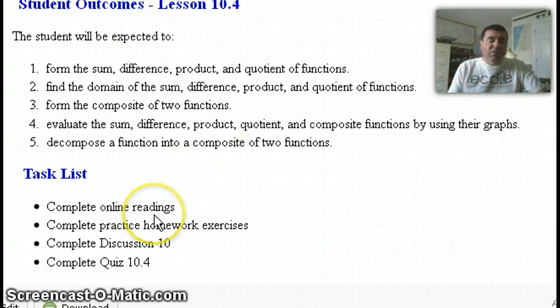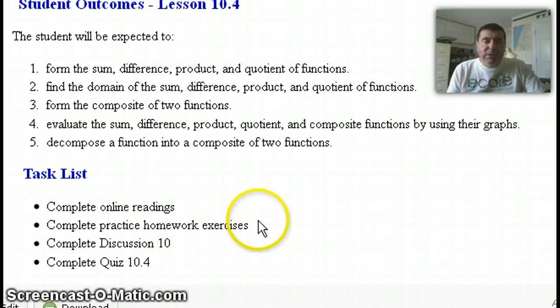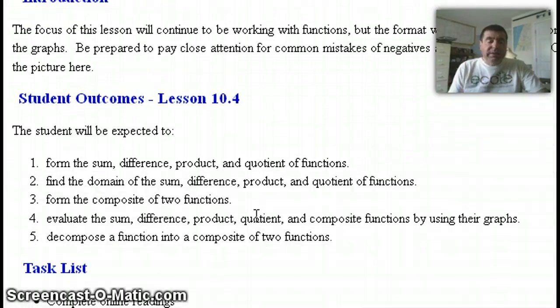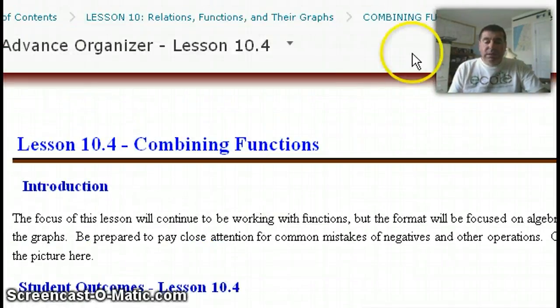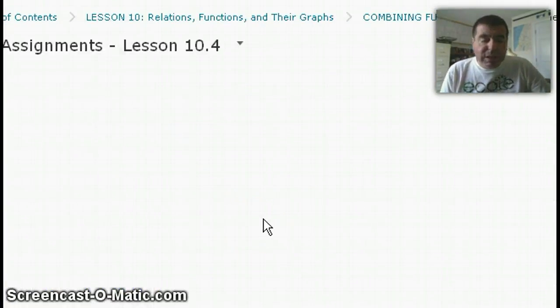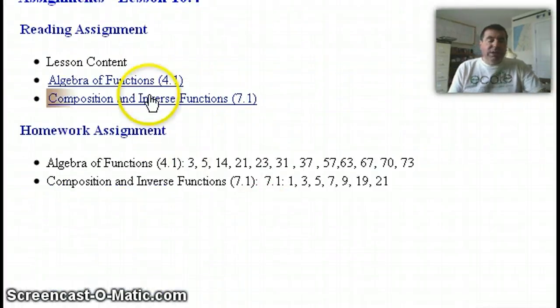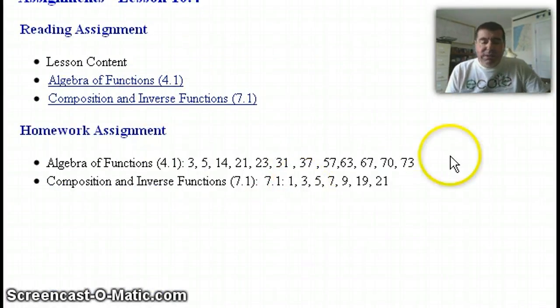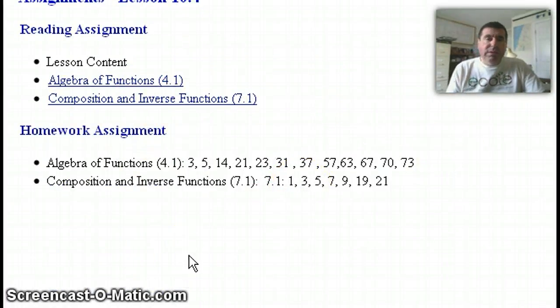And of course, you have your readings and your assignment work and your discussion and completing the quiz. Try to do that assignment work. It is very important. That is it for the advanced organizer. I want to take a moment here and look at the assignment work. So you have these two readings and you have these problems. There's not a lot of problems here, so it's in your best interest to do those problems.